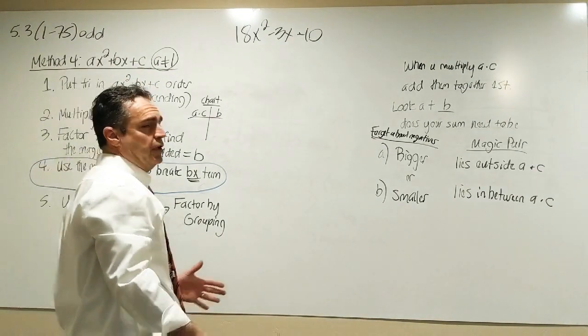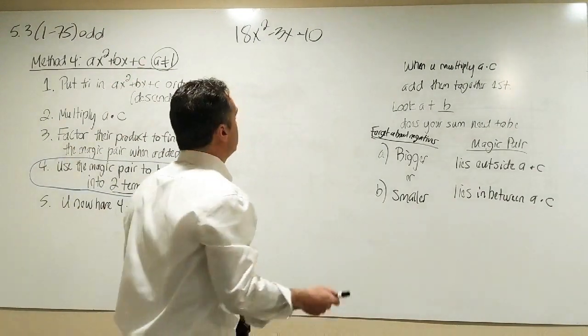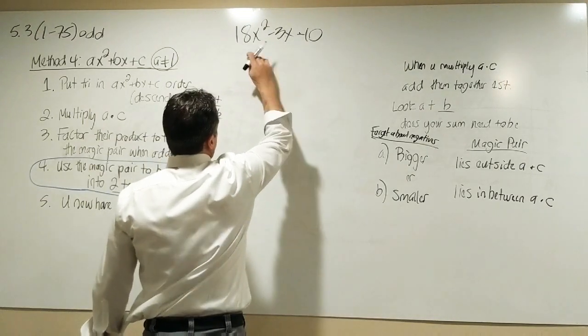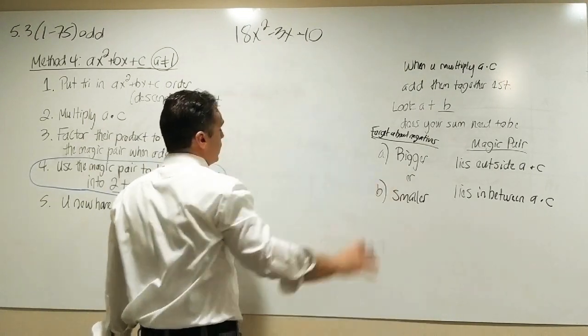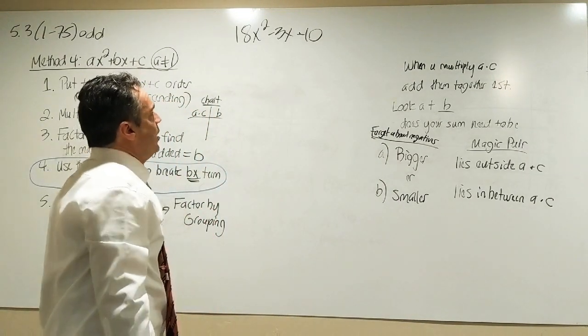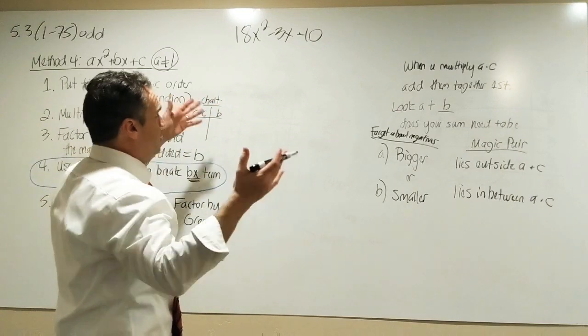First thing we do, we look at all of our options. We check for a common factor: even number, odd number, even number, so they're not divisible by 2. x, but there is no x. You check for a common factor, you do not have one, okay? And then, can you factor this by grouping? No, because you have 3 terms.